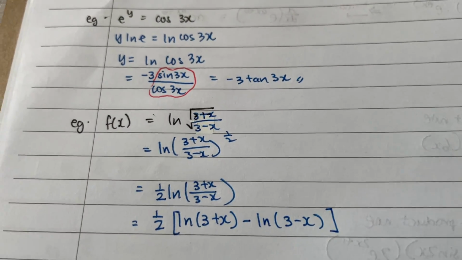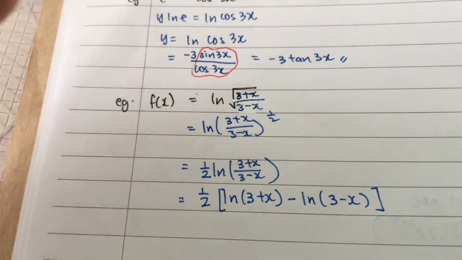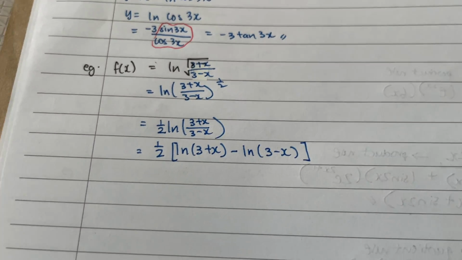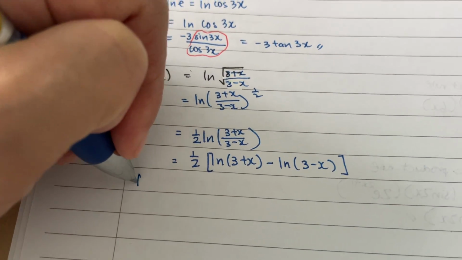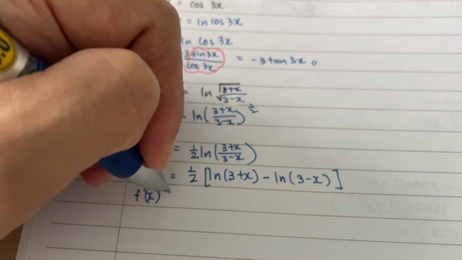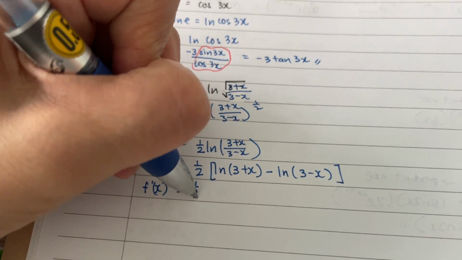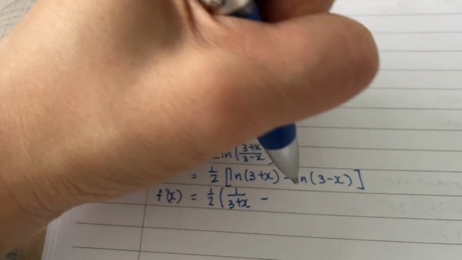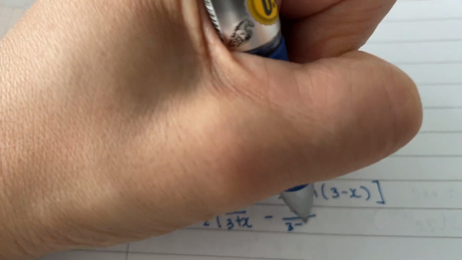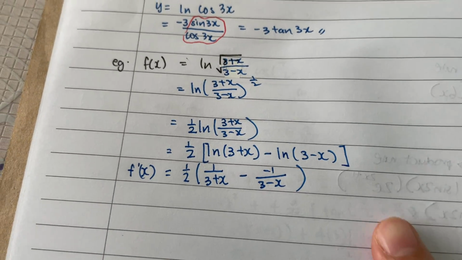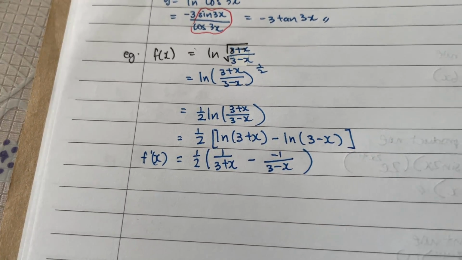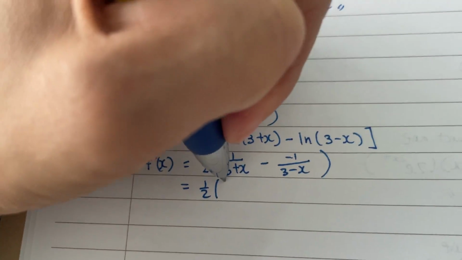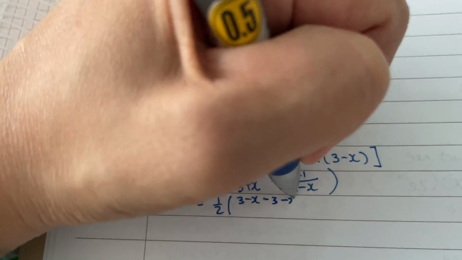Okay, so let's try to go into it now. How do you think we can find f'(x)? We bring out half, and let's differentiate each individual term. So that will be 1 over 3 plus x minus 1 over 3 minus x. It's minus 1 because we are trying to differentiate minus x. In this portion, what we can do is simplify further by combining both terms together.